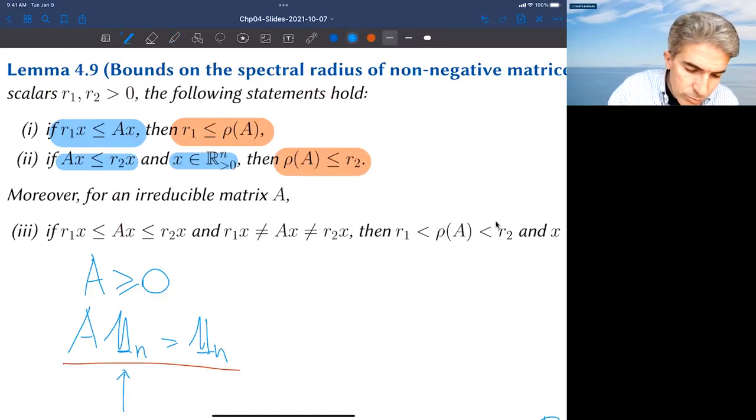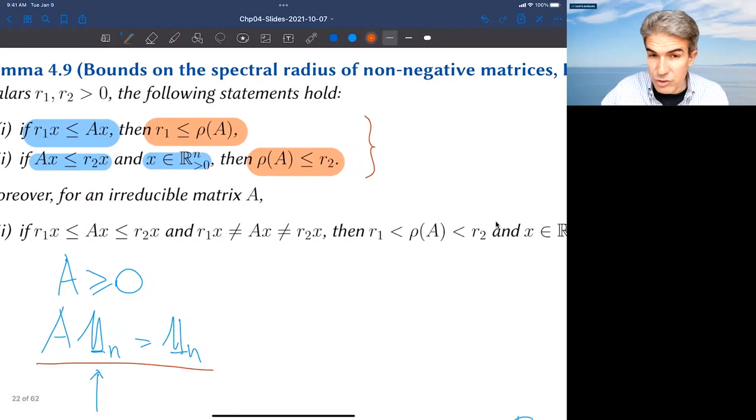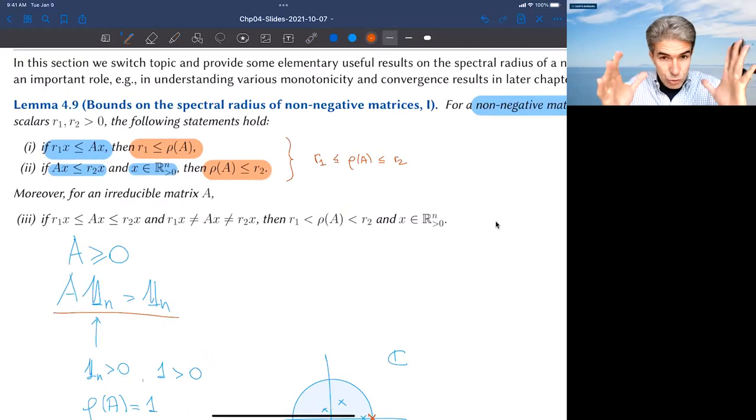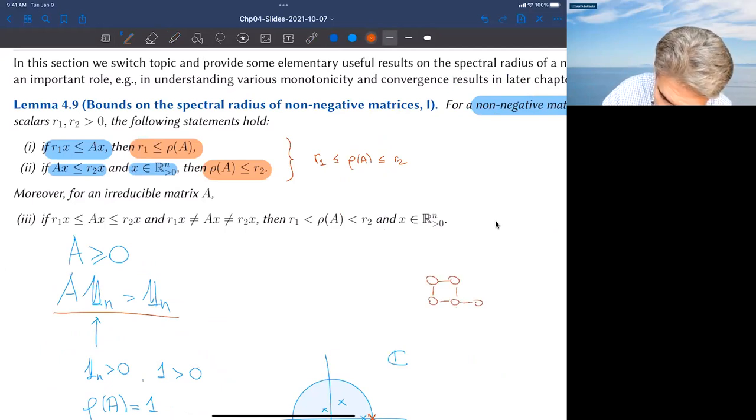Here I've given you sufficient conditions, not necessary, sufficient conditions, such that R1 is less than or equal to rho of A, less than or equal to R2. So this is starting to put the spectral radius in some ranges. Remember, the task that we will have is to estimate the spectral radius of the adjacency matrix of that graph or of other Cartesian graphs, right? So we're moving in that direction.